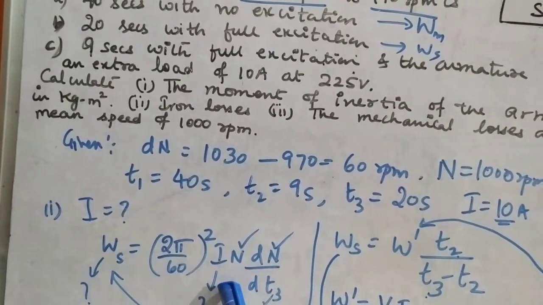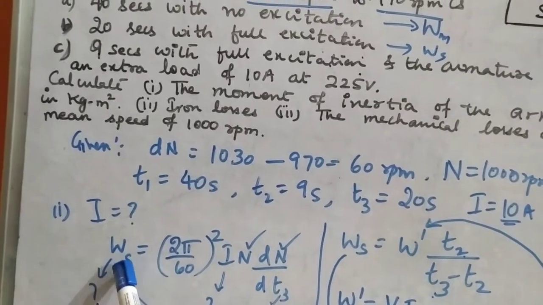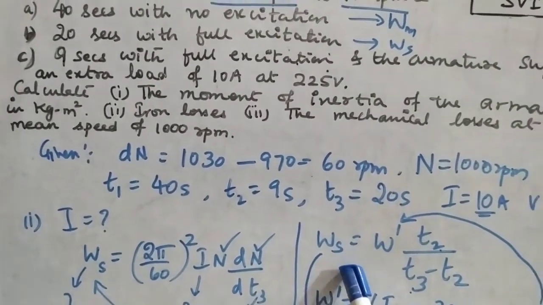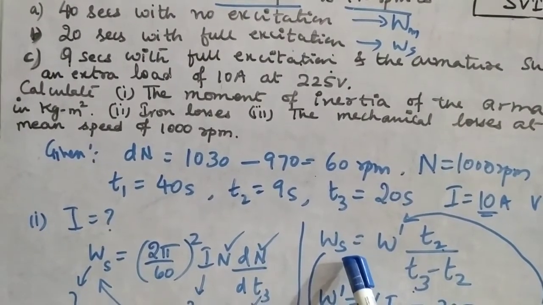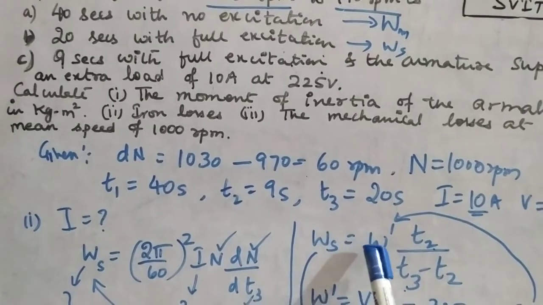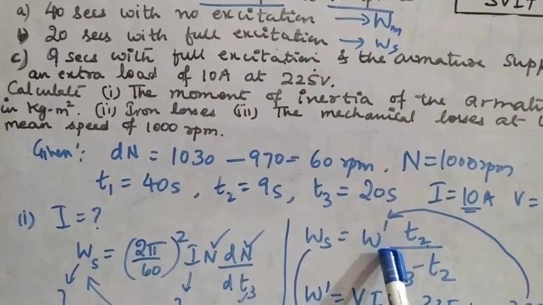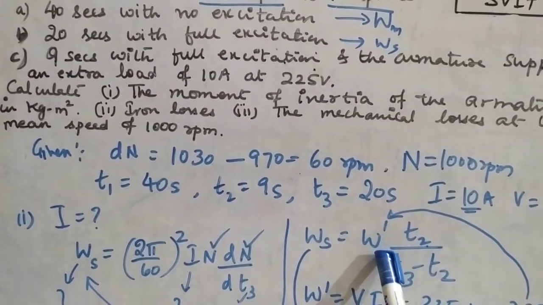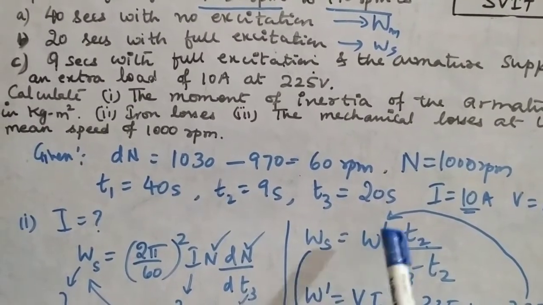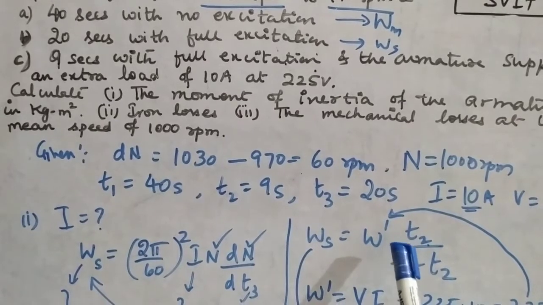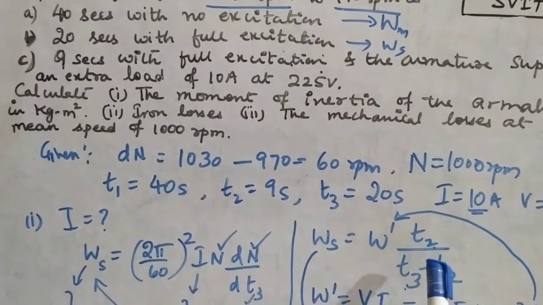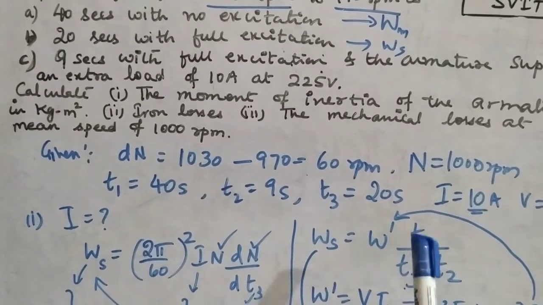To determine the moment of inertia, you should also know the value of Ws, that is, the stray loss. Stray loss can be obtained when there is full excitation. So here we can write W dash into the difference of the two times. You can take one time with the full excitation, and the other time will be the intermediate position.